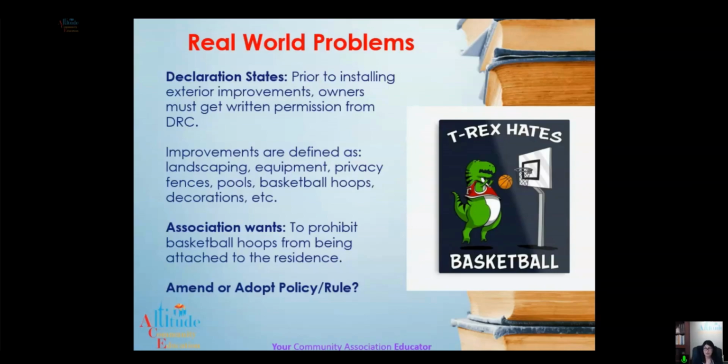So we can't ban basketball hoops, but we can certainly add criteria through architectural guidelines or whatever we want to call them, where we say you can only have freestanding basketball hoops, or basketball hoops cannot be attached to the residence, but they can be attached to your detached garage. Those are things that can be done through the rules if we're not trying to prohibit the basketball hoops. So the key here is we're not prohibiting the improvement, we're just trying to regulate where it's going to go. Hopefully that makes some sense.